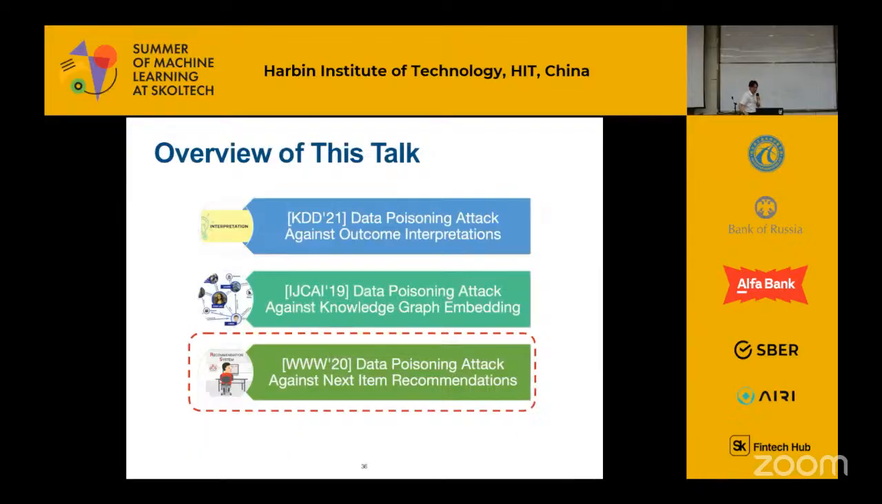And for the final one, I will talk about my research paper on poisoning the next item recommendation. It was published at WWW 2020, and the journal version was published in TKDE 2023. And I also have some other research papers regarding attacks on recommendation systems, and I will only present this one today.